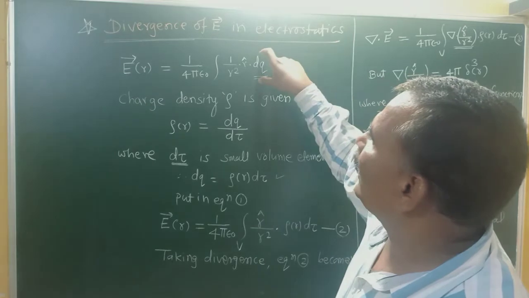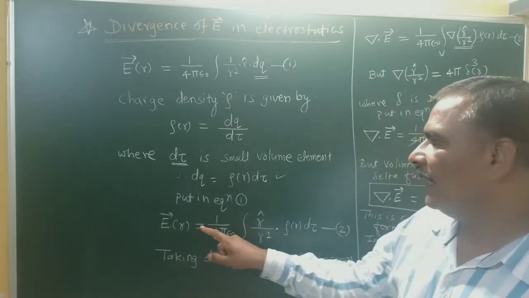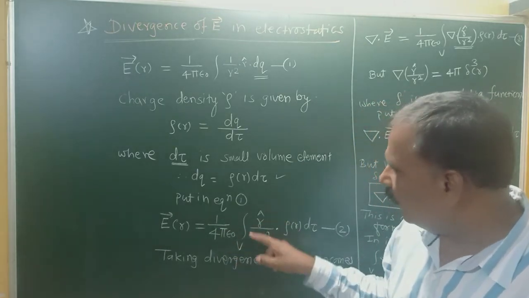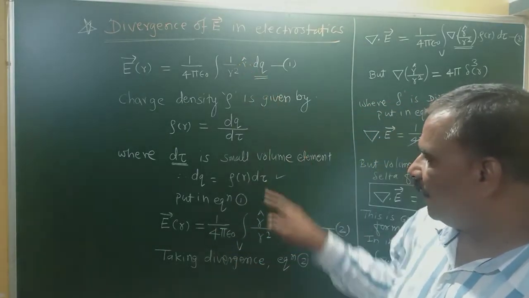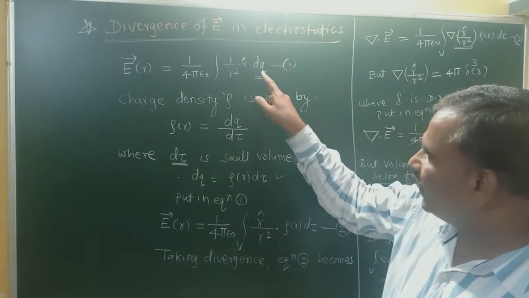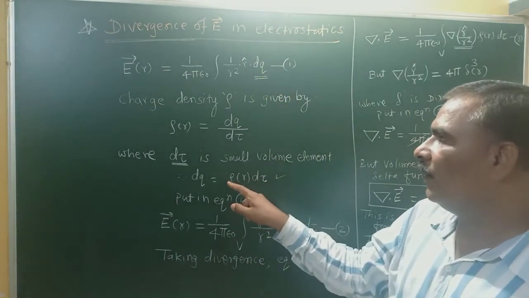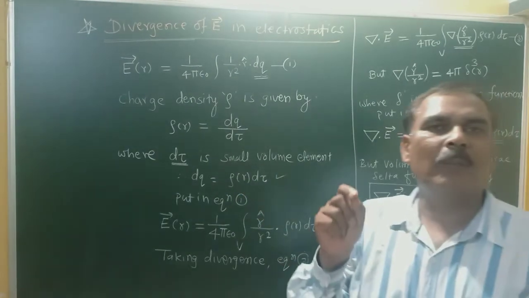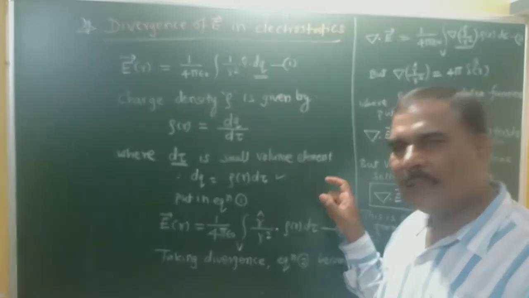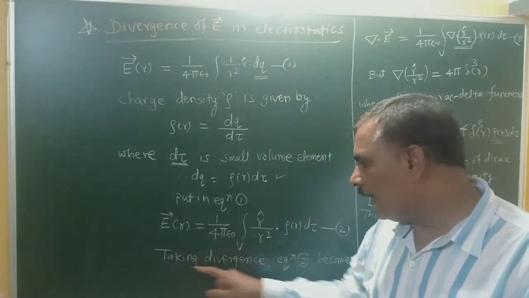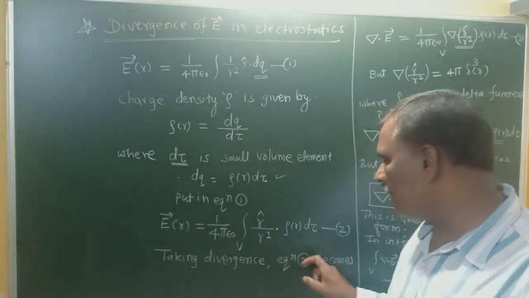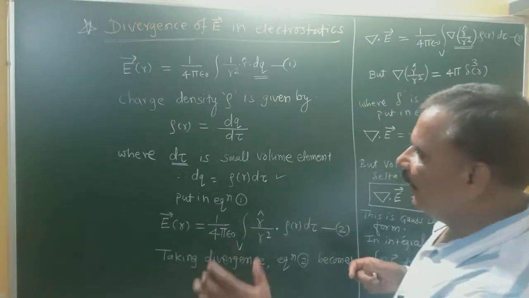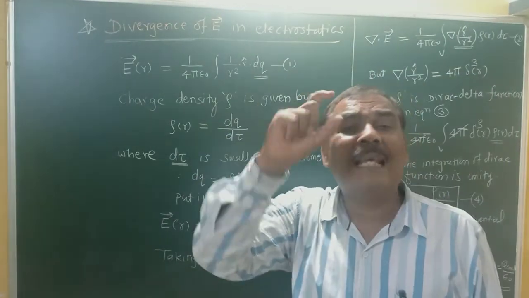This can be substituted in equation number 1. It gives E bar equals 1 upon 4 pi epsilon 0 volume integration of R cap upon R square, substituting the value of dq, rho into d tau. This is equation number 2, and it is very important. Now taking divergence on both sides of equation 2, we take the divergence of the left side and the divergence of the right-hand side, where divergence is nothing but the del operator.